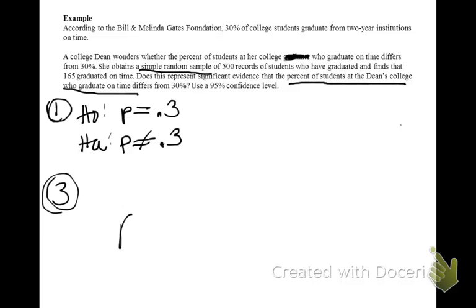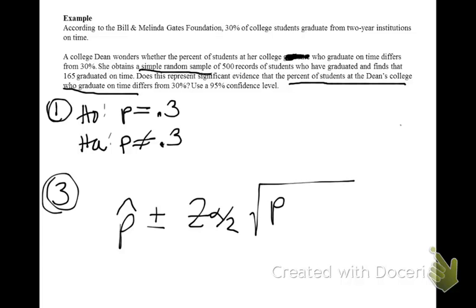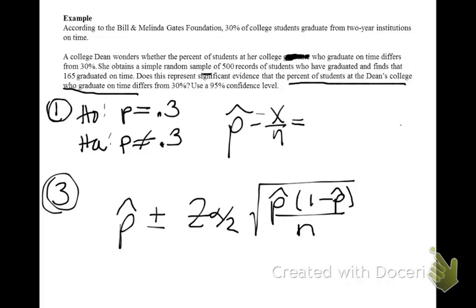The formula for the confidence interval is p hat plus or minus z alpha over 2 times the square root of p hat times 1 minus p hat divided by n. P hat is your number of successes in your sample. Here p hat, or x over n, is the success of the 165 students who graduated on time out of the 500 students total. This is 0.33, and we'll replace all the p hats in the confidence interval formula with this value.